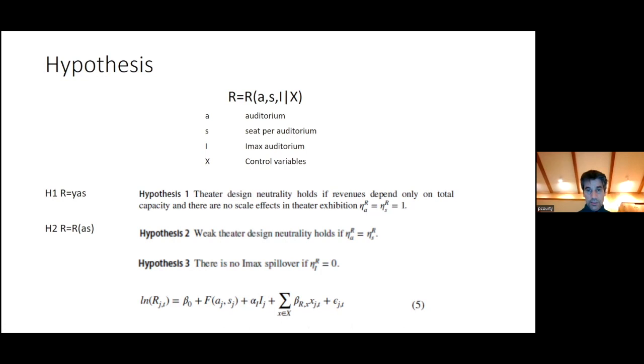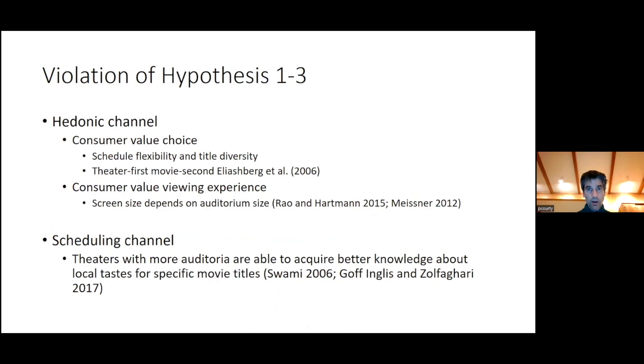So I've already talked about why these hypotheses might be violated. There's what we call a hedonic channel. It's choice. And that's known in the literature as the megaplex, basically the hypothesis that consumers first choose the theater, and when they're at the theater, they choose a movie. That's theater first, movie second. And so some people like theaters, right? They like theaters, and especially theaters with a lot of choice. So that's a hedonic channel. How do people make the choice when they go to watch a movie, do they first choose a theater or do they first choose the movie, right? Obviously it's a bit of both, but Elias Berg called that the theater first, movie second choice.